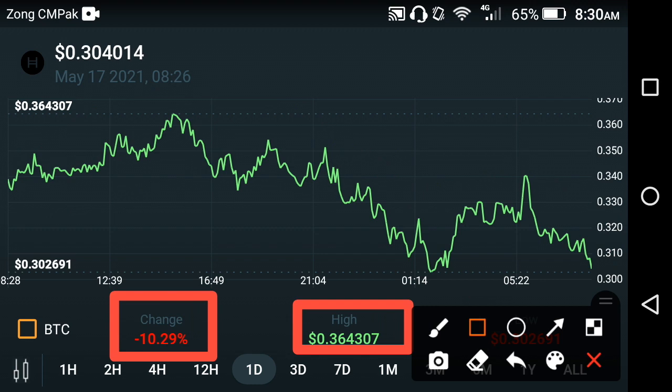What's the reason behind it? Especially the short-term investors have decided to sell Hedera Hashgraph, friends. So that is why the price is going down, due to the selling by short-term investors, friends.